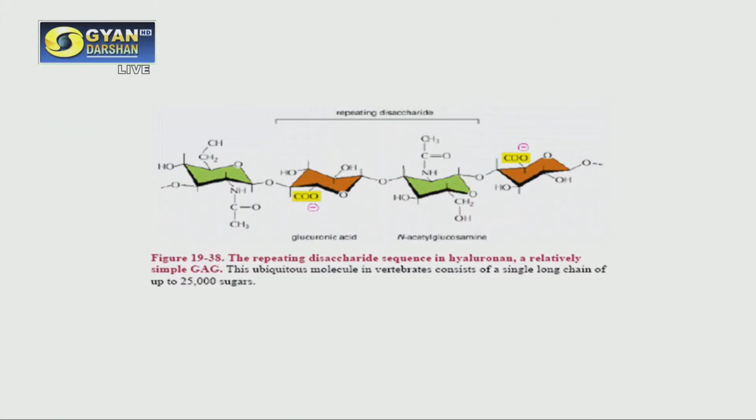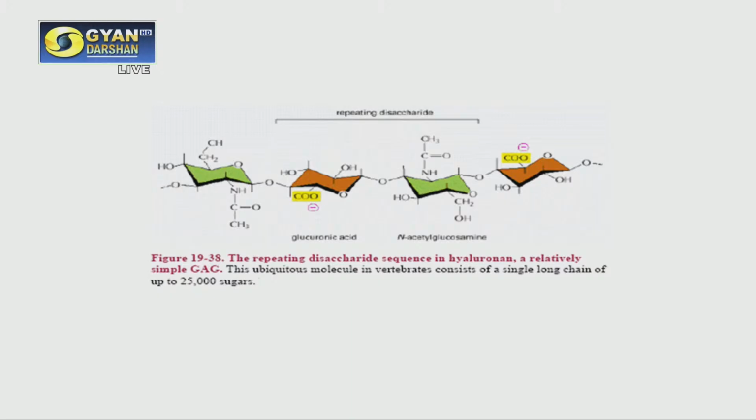Now here again we will come to another typical, you can say a simple GAG, that is hyaluronan. Now in case of hyaluronan, you can see that the repeating disaccharide is a bit different. Here you see that it is glucuronic acid and N-acetyl glucosamine. But what is the difference? If you just see the structure, you can understand the difference, that in this case the N-acetyl glucosamine is not sulfated. In the earlier case, the amino sugar was sulfated in case of typical GAGs.